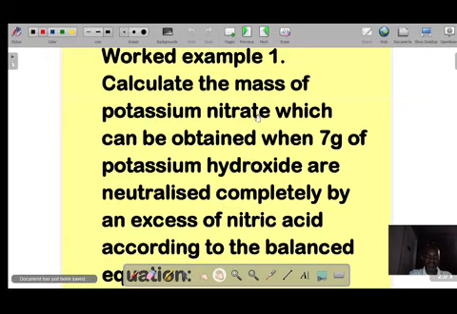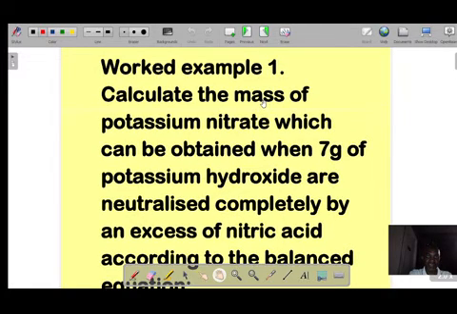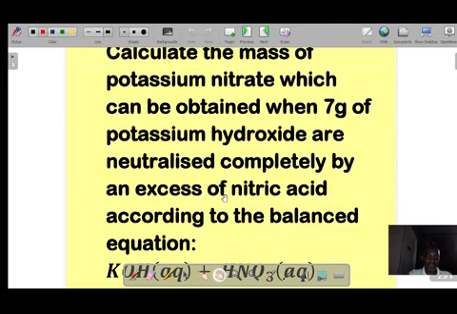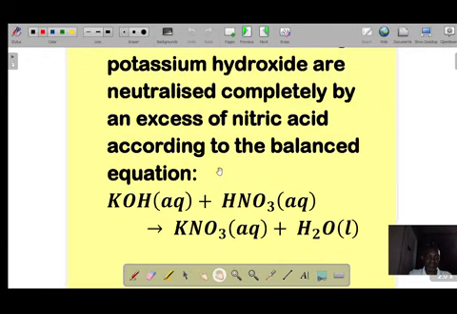Now in here we are going to use all the formula which we have seen. So here we have a little example. They say calculate the mass of potassium nitrate which can be obtained when 7 grams of potassium hydroxide are neutralized completely by an excess of nitric acid according to the balanced equation below. So the equation is potassium hydroxide reacting with nitric acid to give us what? Potassium nitrate plus water.